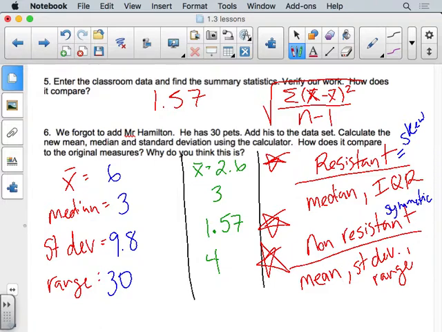Okay, so resistant and non-resistant measures, those do come up a lot. So knowing which ones really get pulled and which ones don't get pulled as much by some numbers.